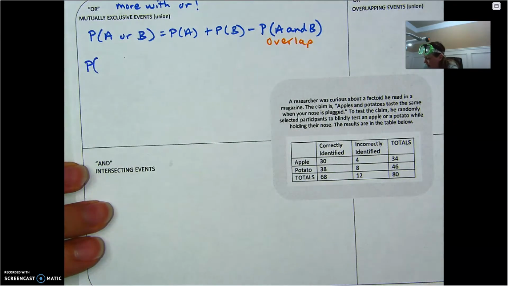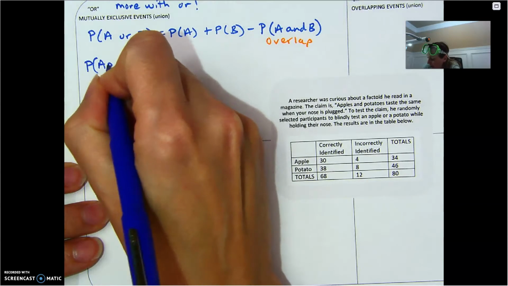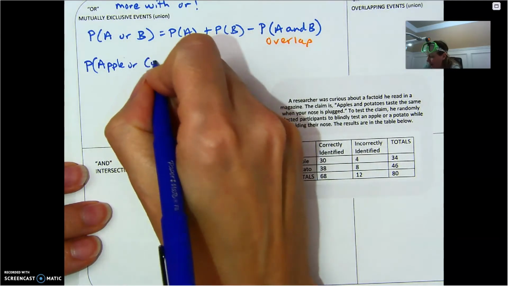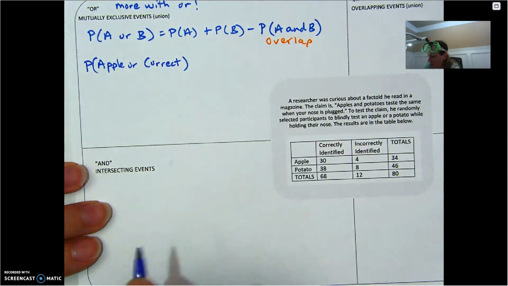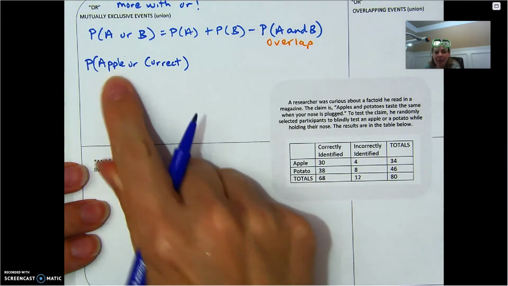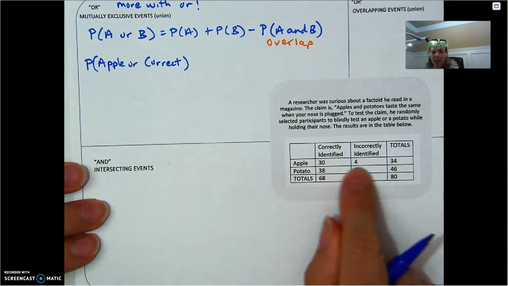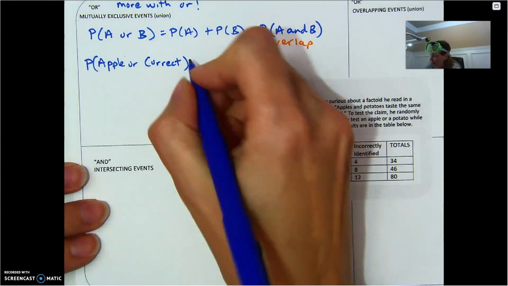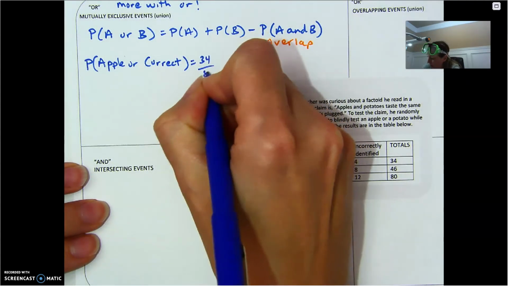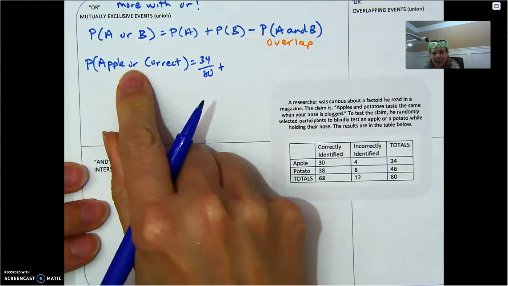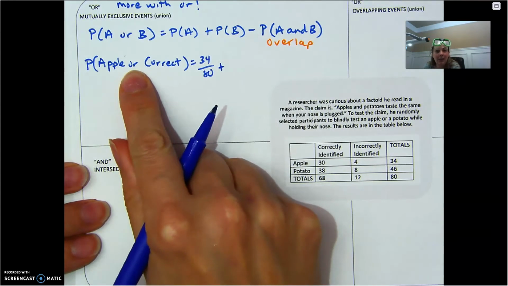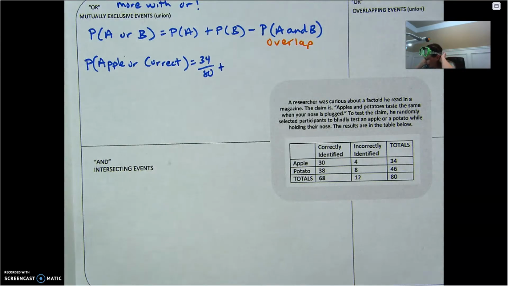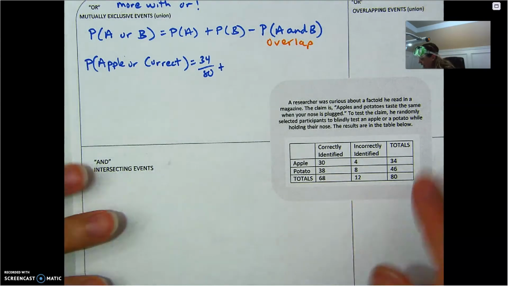What is the probability of eating an apple or correctly identifying? All right, so you start with the first event, which is apple. How many people ate an apple? Looks like 34 ate an apple out of 80. So 34 out of 80. Or means add, so now we'll add the next piece. Correct. All right, so how many people correctly identified what they were eating? It looks like 68 out of 80.